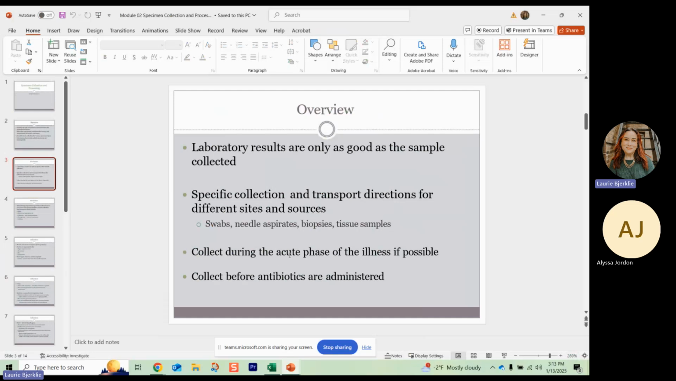We also want to ideally collect during the acute phase of the illness, meaning when they're actually really sick. They're actively sick before they got antibiotics. Once you start giving them antibiotics, the antibiotics are going to start trying to wipe out the bacteria. Then if you do a collection, we might not have anything grow because they've already started working. So we might not ever know what it was. So you ideally want to get your specimen before they give them antibiotics while they're actively at their sickest, because that is what is going to show up the most.